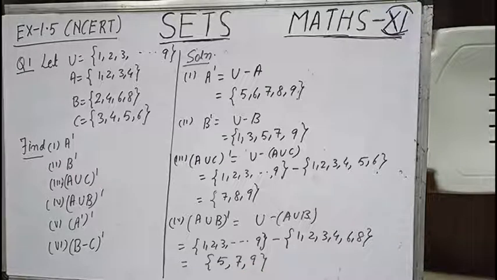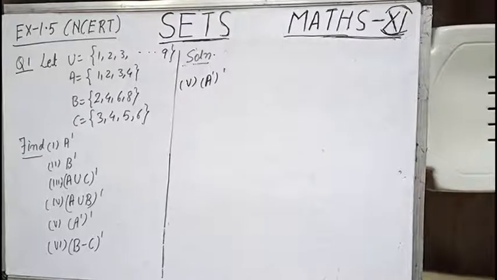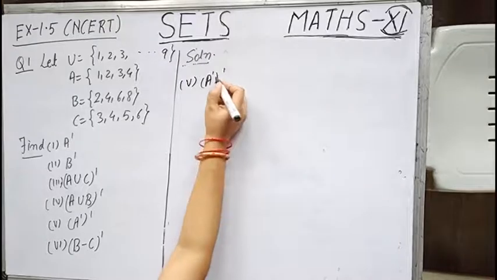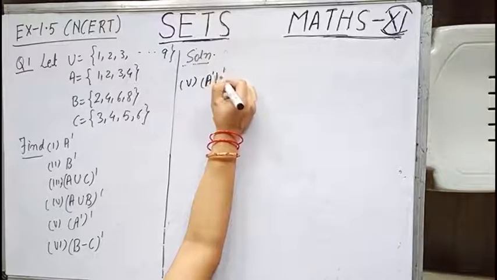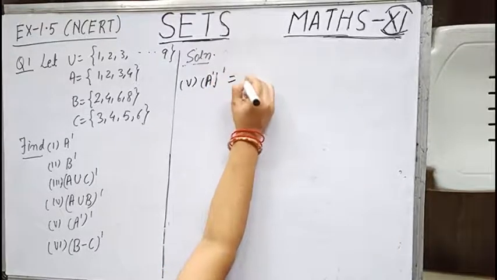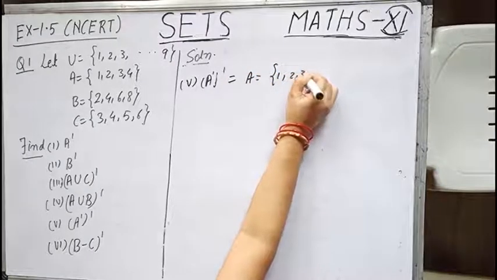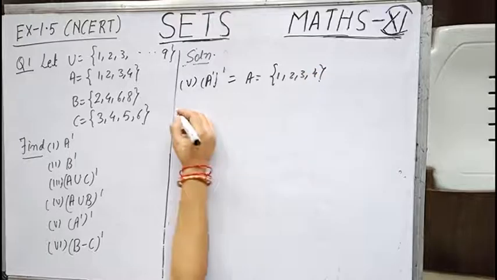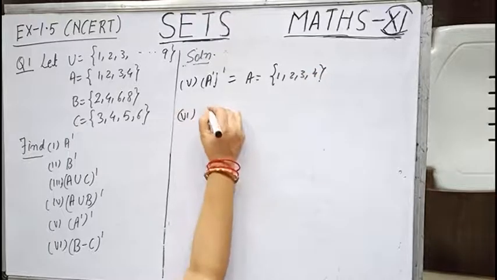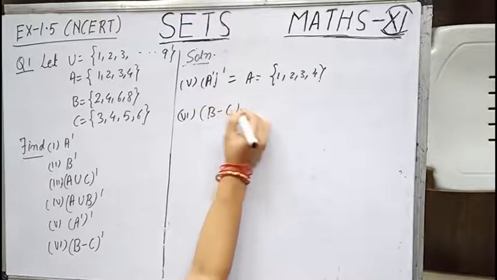Now subpart number 5. Number 5 is (A complement) whole complement. This we know, the law of double complementation, equals A, which is equal to 1, 2, 3 and 4. Number 6 is (B minus C) whole complement.